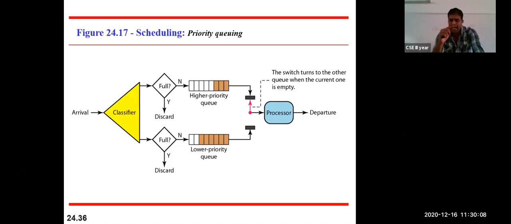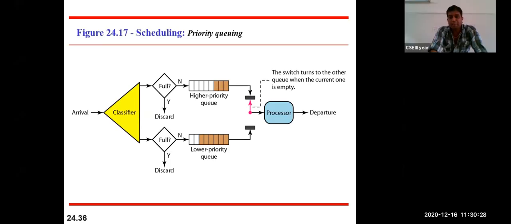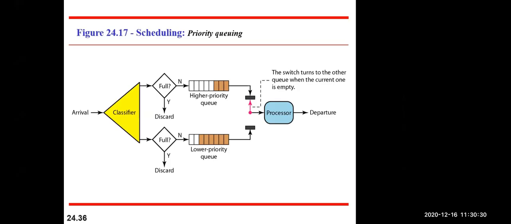Then look at the dashed line from the pink line. The switch turns to the other queue when the current one is empty. So when does this switch go to the low priority queue? Not when the high priority queue is full. When the high priority queue does not have any packet to be forwarded, then it goes to the low priority queue.